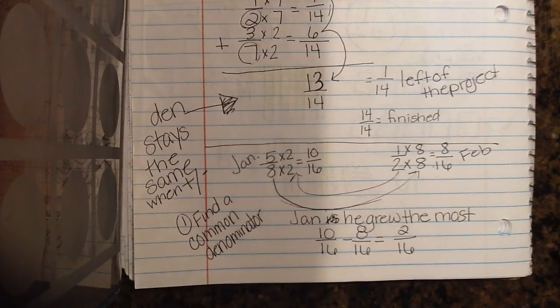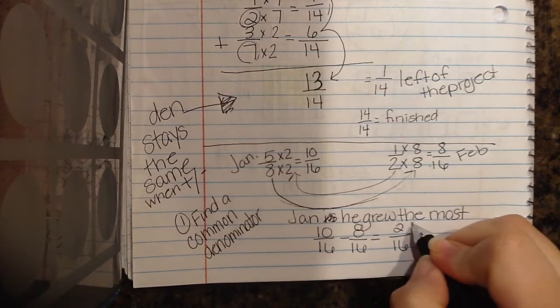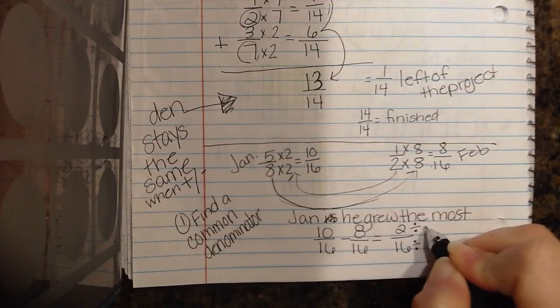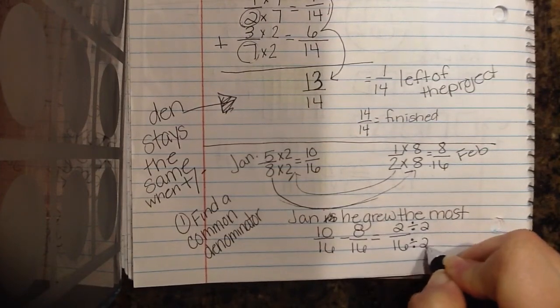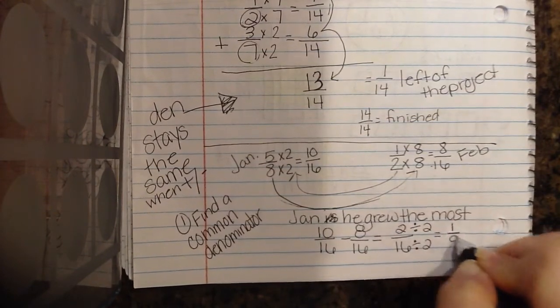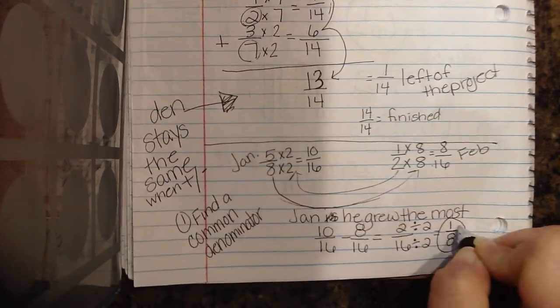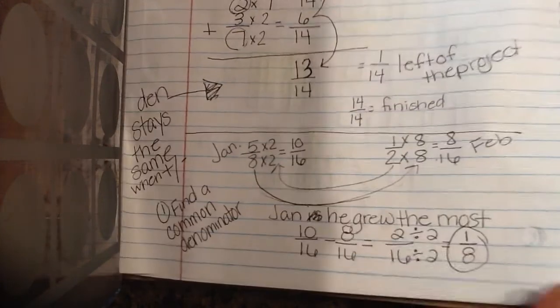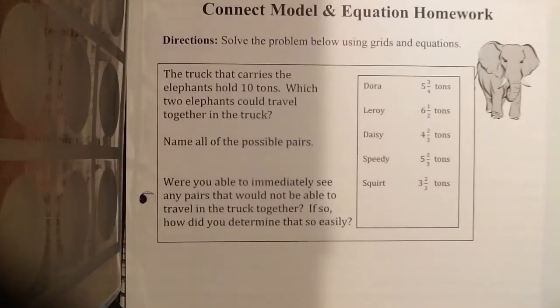Can this be simplified? Is there a number that can go into both 2 and 16? What number can go into both? 2. So how much more? 1/8 more. Let's do one more, and let's use mixed numbers, and let's see how it's different.